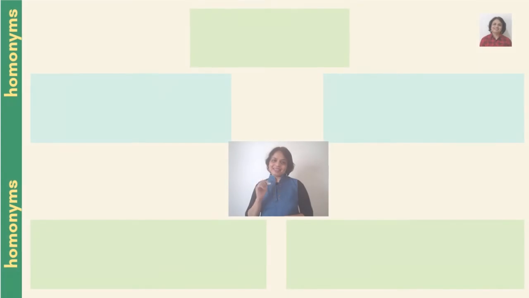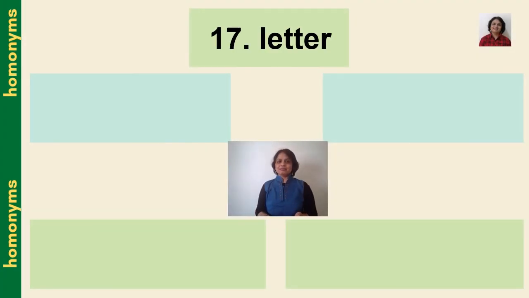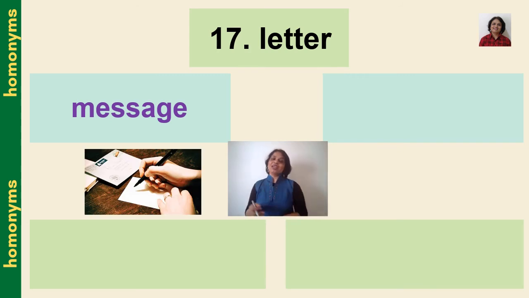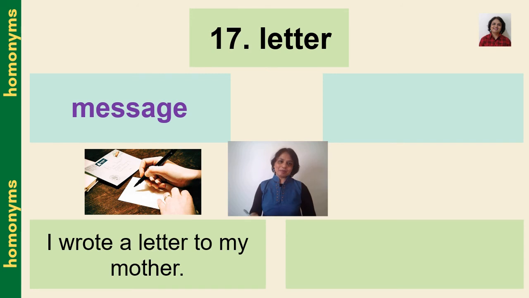Number 17, letter. Letter means to write a letter on paper. When I was a teenager, I used to write a letter on paper. Like, for example, I wrote a letter to my mother. But now we have electronic media. Nobody writes a letter on a piece of paper. We send text messages, emails, etc. But still, letter writing is a fine art.